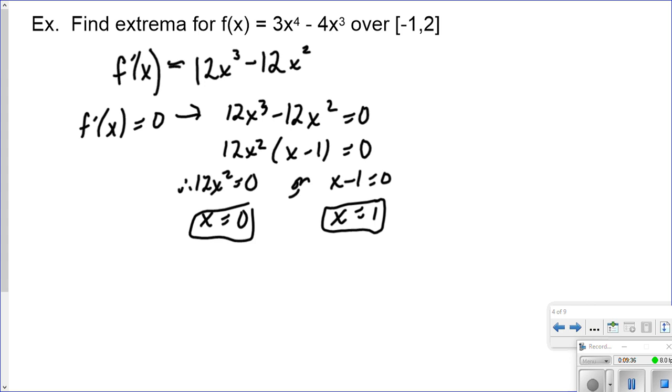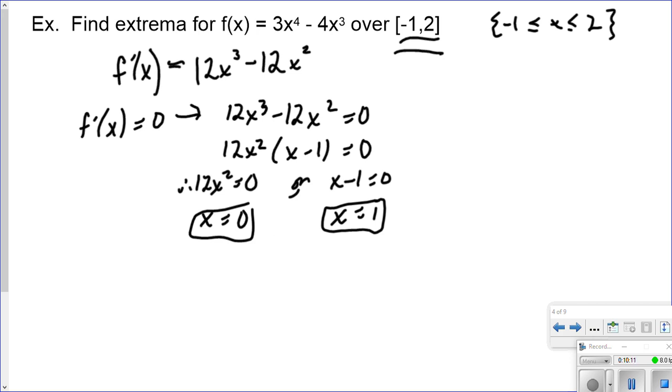Just a quick check. Does x equals 0 fall on this interval? Yes, it does. Does x equals 1 fall on this interval? Yes, it does. 0 is contained in the interval -1 to 2. Remember, the particular way it's given is interval notation, this is set notation. So the function is defined for all values of x between -1 and 2, and there are two critical points, x equals 0 and x equals 1, on this interval.